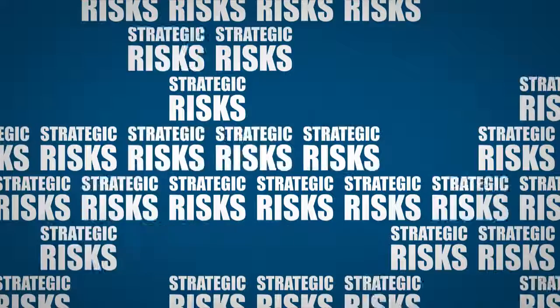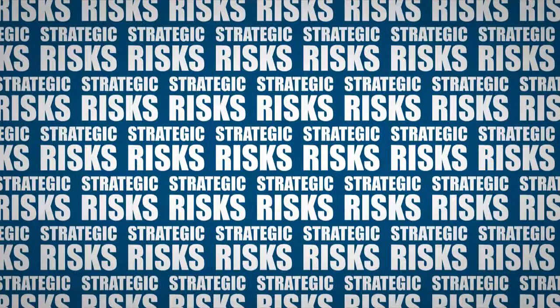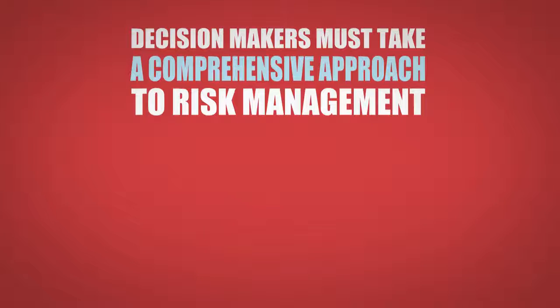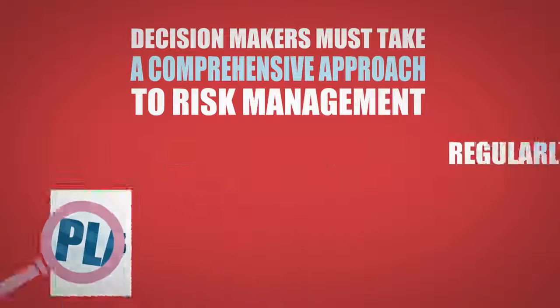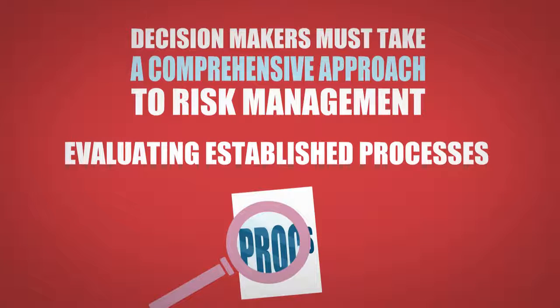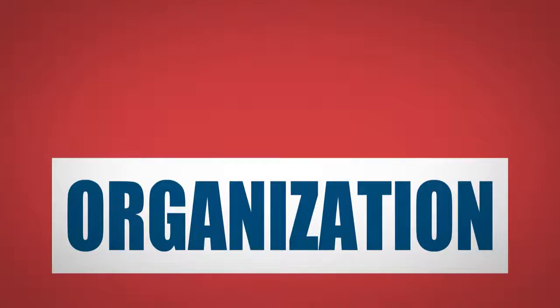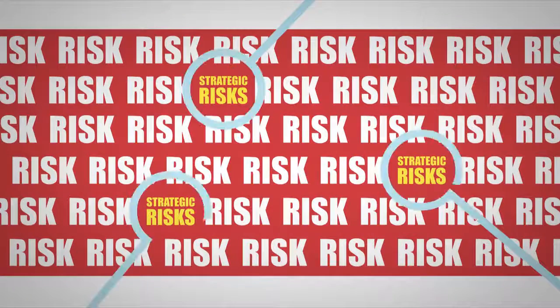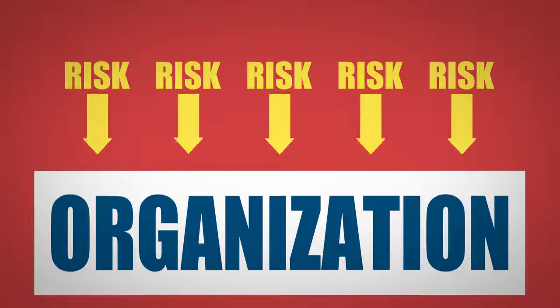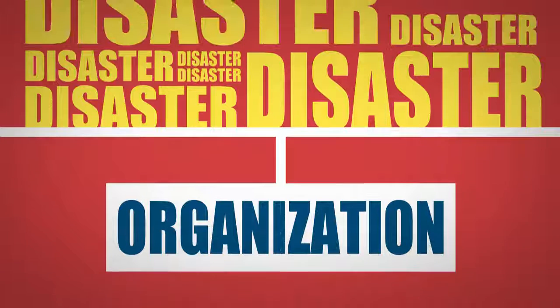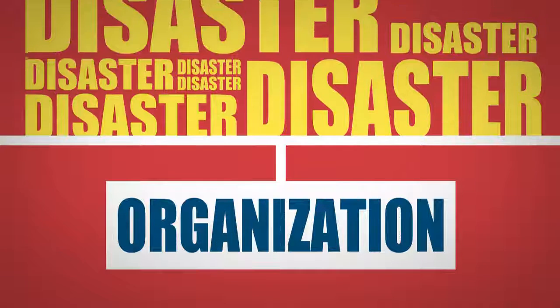When it comes to disaster preparedness, strategic risks are everywhere and can contribute to the escalation of a disaster into a catastrophe. Decision makers must take a comprehensive approach to risk management by regularly reviewing plans, evaluating established processes, and thinking creatively about improvements. By assessing strategic risks within your organization, as well as the risks posed by outside threats, you can ensure that your organization will be better prepared to handle the consequences of a disaster of any size.